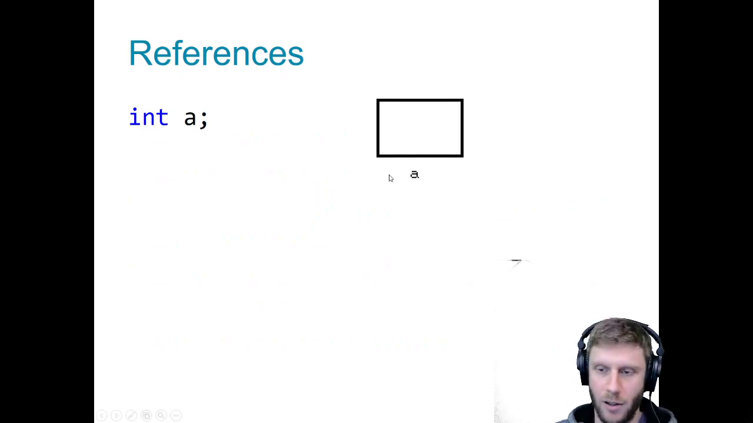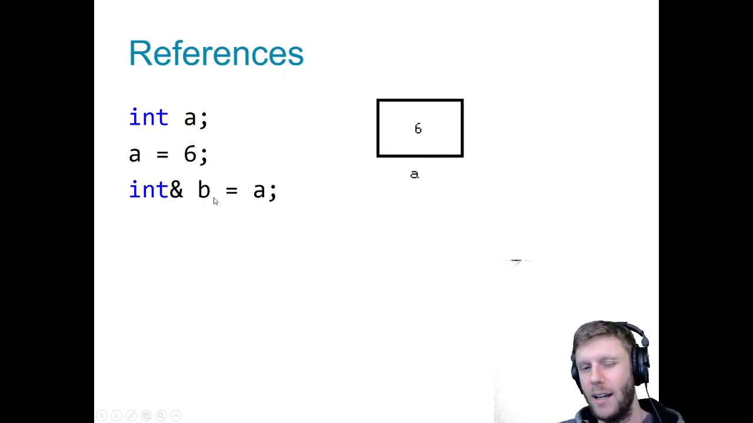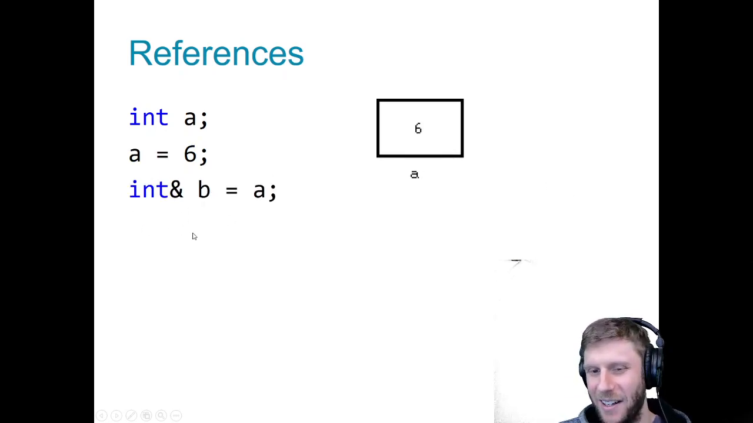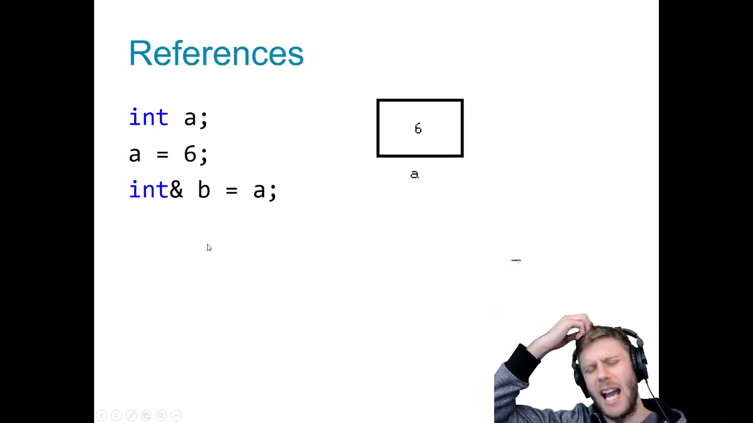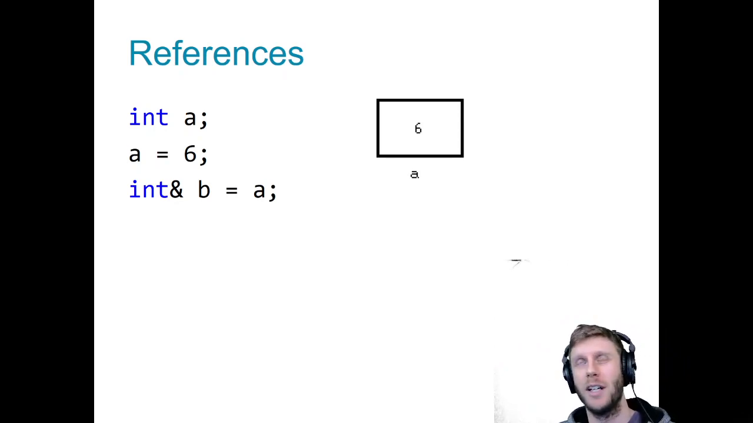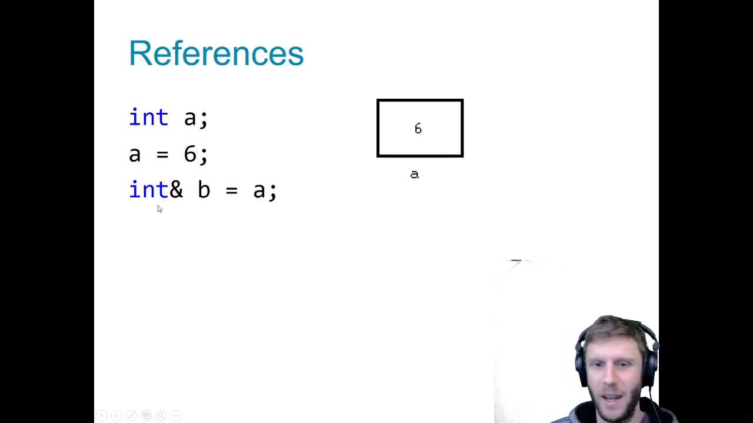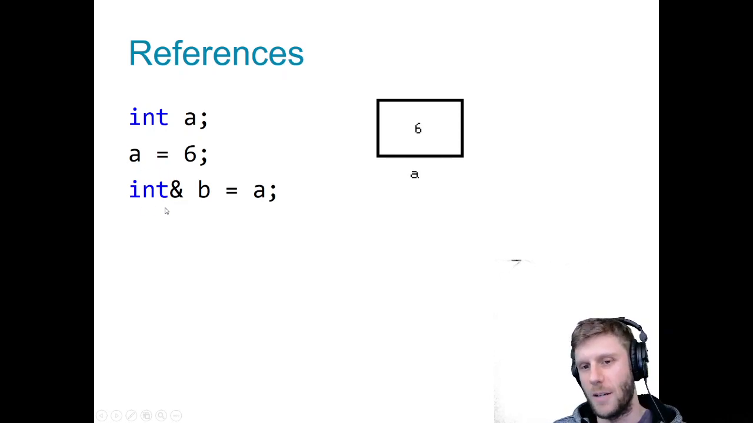Int a, a equals 6. Now, notice the syntax here. I bet a bunch of you were kind of expecting this. We used ampersand to get address of, we use star to make pointers, and we also use stars to dereference. Are we going to use an ampersand next to the type to mean something? Yeah. So here we're saying, I'm going to have a reference to an integer called b, and it's equal to a.